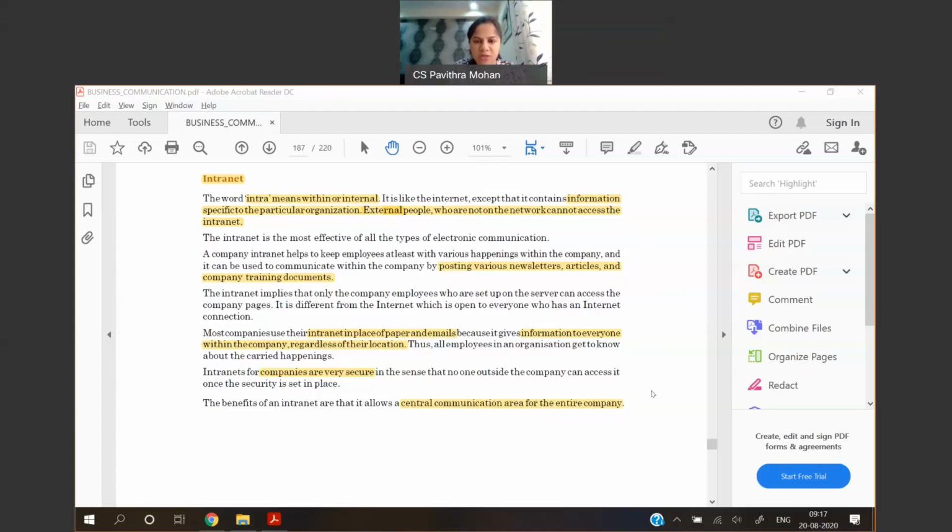Ma'am, difference between office memorandum and office circular. Office memorandum and office circulars are generally used within the organization, but within the department, if I want to do it with a small number of employees, then it will be a memorandum. If it needs to be sent across to the entire organization, then it will be through office circulars.